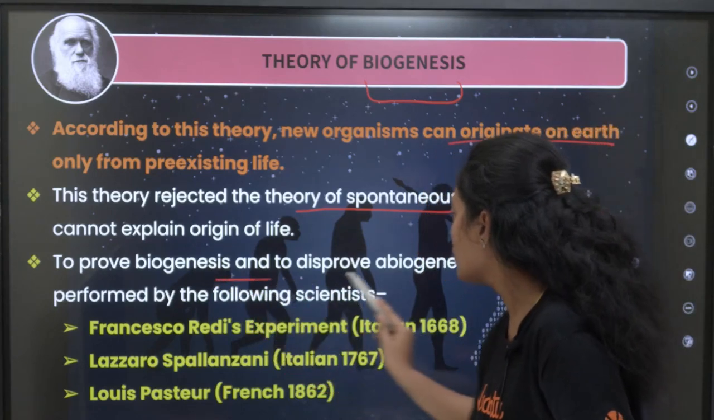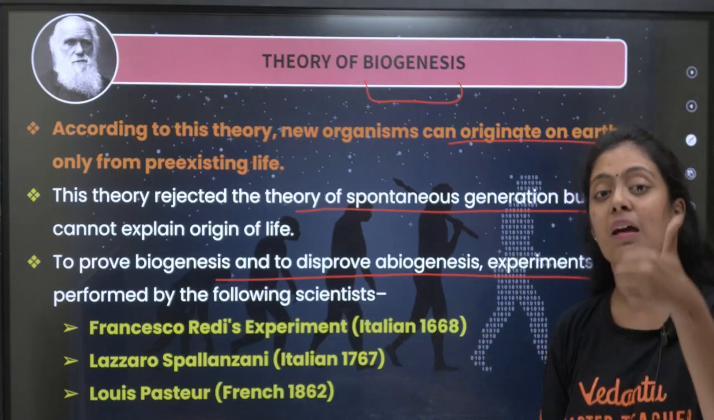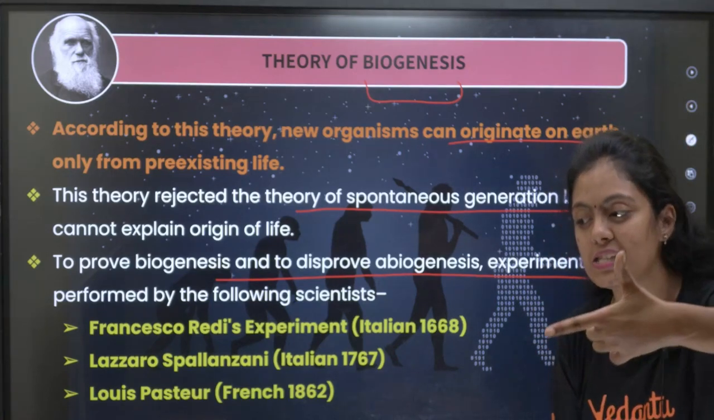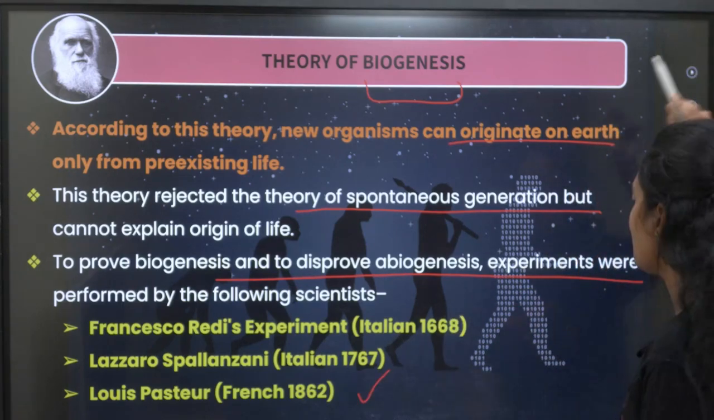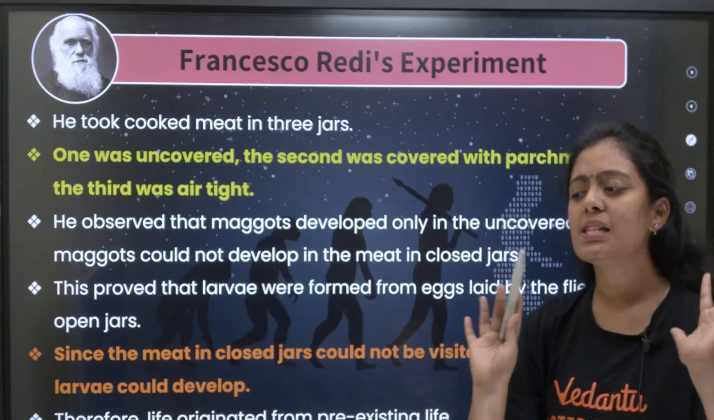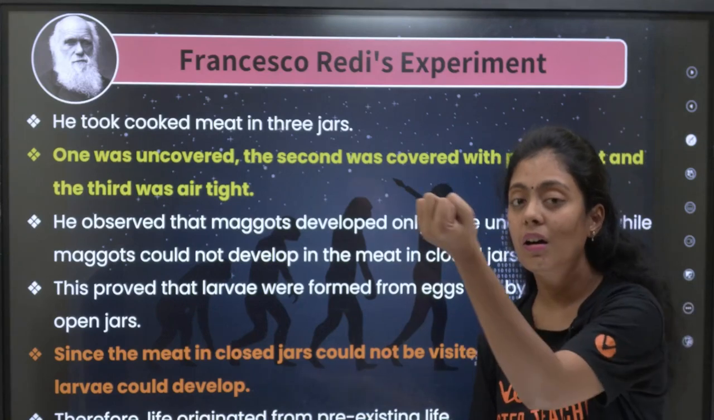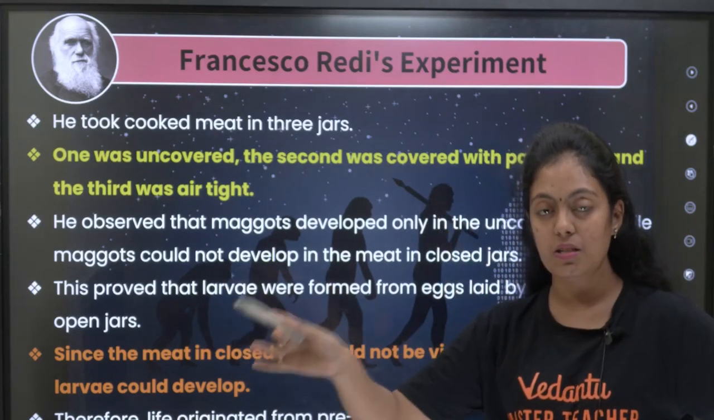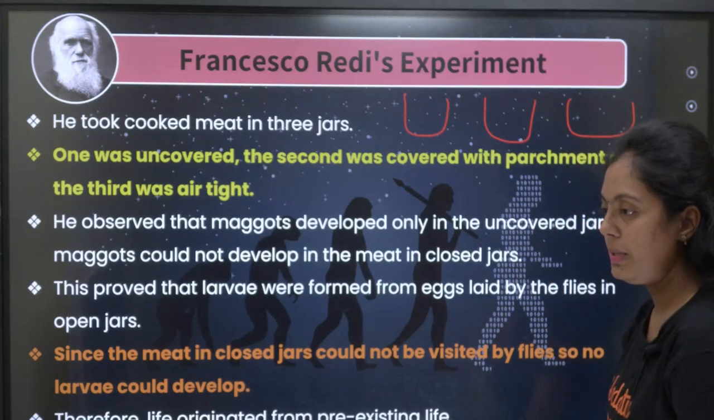Okay, to prove biogenesis and to disprove abiogenesis, experiments were performed by Francisco Redi, Spallanzani and Louis Pasteur. The Louis Pasteur example is a very important one. Francisco Redi, what did he do? He took cooked meat and placed it in three jars: jar A, jar B, jar C.